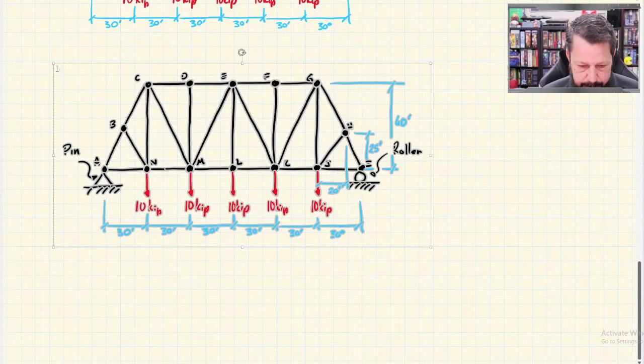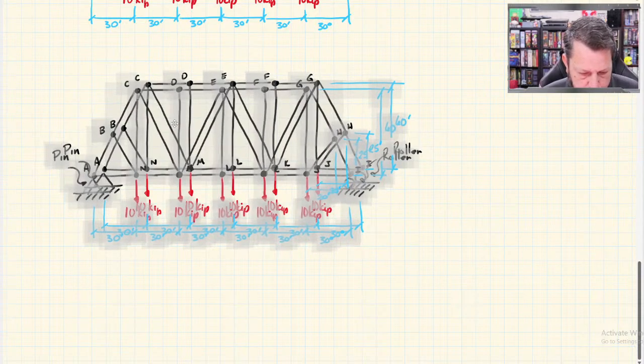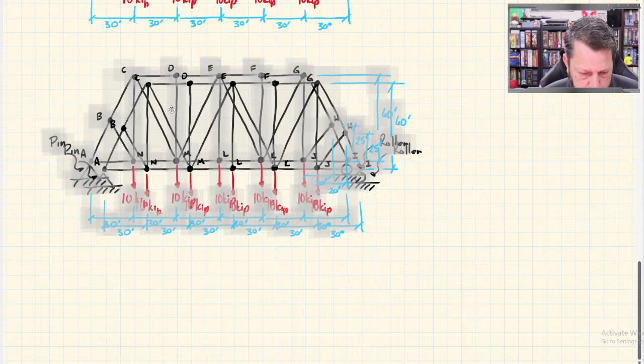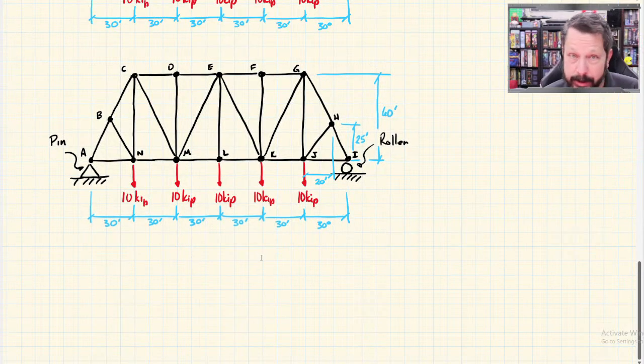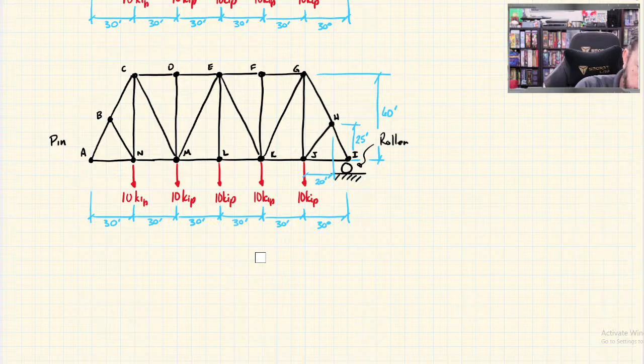And we're going to paste it. We're going to line it back up with the grid so that it's kind of in the same spot that it was. And then I'm going to erase the pin and roller. So that pin would have 2 reactions, AY and AX.